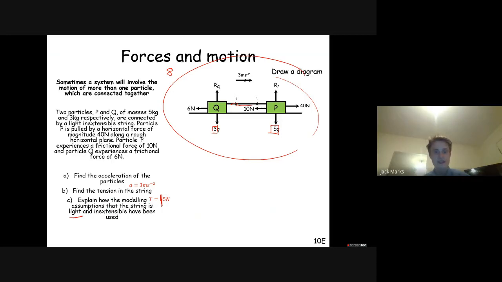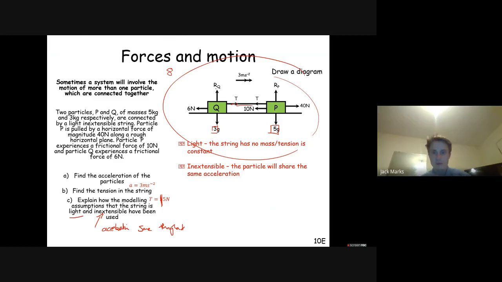Inextensible. Well, if it's inextensible, the key phrase you're looking for here is the acceleration is the same throughout. Okay, it transfers perfectly throughout from P to Q. So the particles will share the same acceleration. Light means that there is no mass, not a little bit of mass. It means actually no mass.